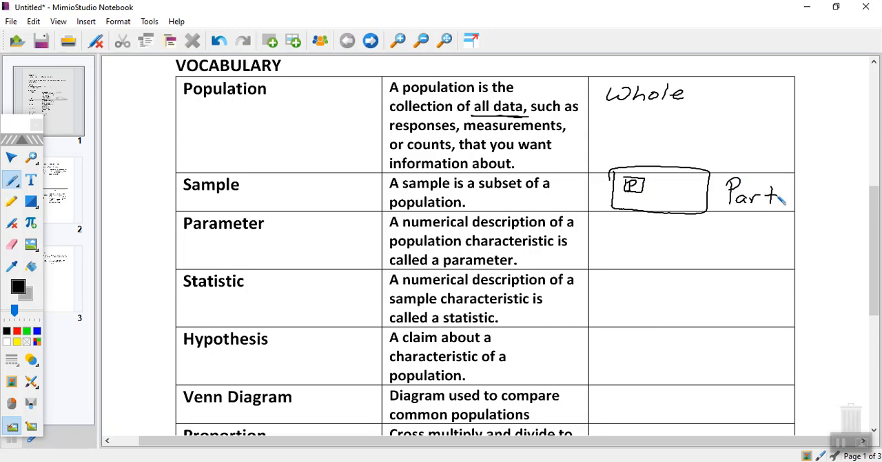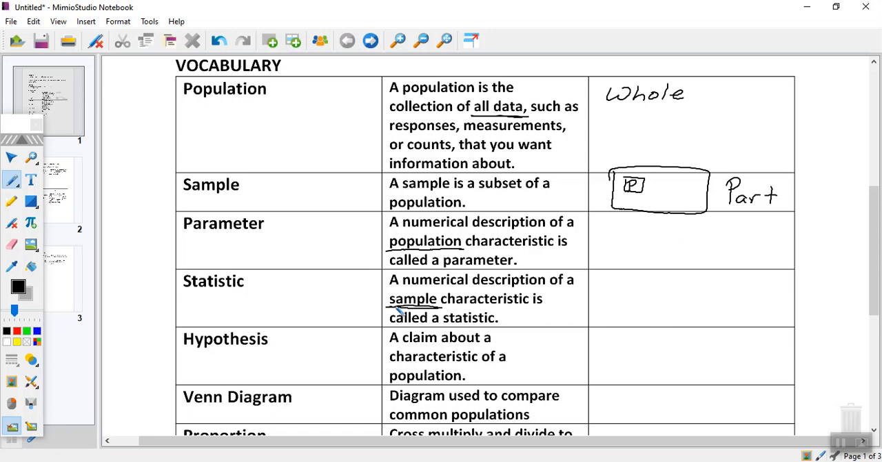Now, you're going to hear some goofy words. Parameter. A parameter is a numerical description of a what? Parameters are based off of the population, which is a what? So we base parameters off of the whole population. What's a statistic? A numerical description of the sample characteristics. So is a statistic talking about the whole population or part of the population? Part. All right.